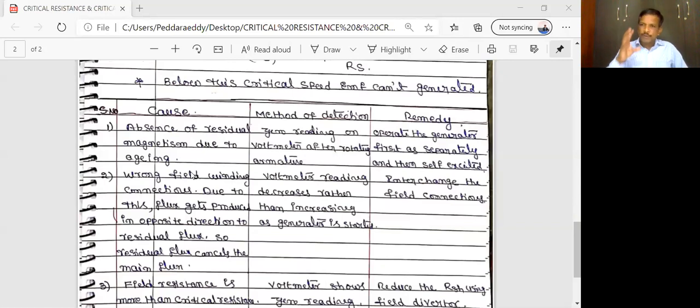When magnets are weak, the storage of residual magnetism is very low or absent. With the absence of residual magnetism, there is no residual flux. If there is no residual flux, there is no initial EMF.